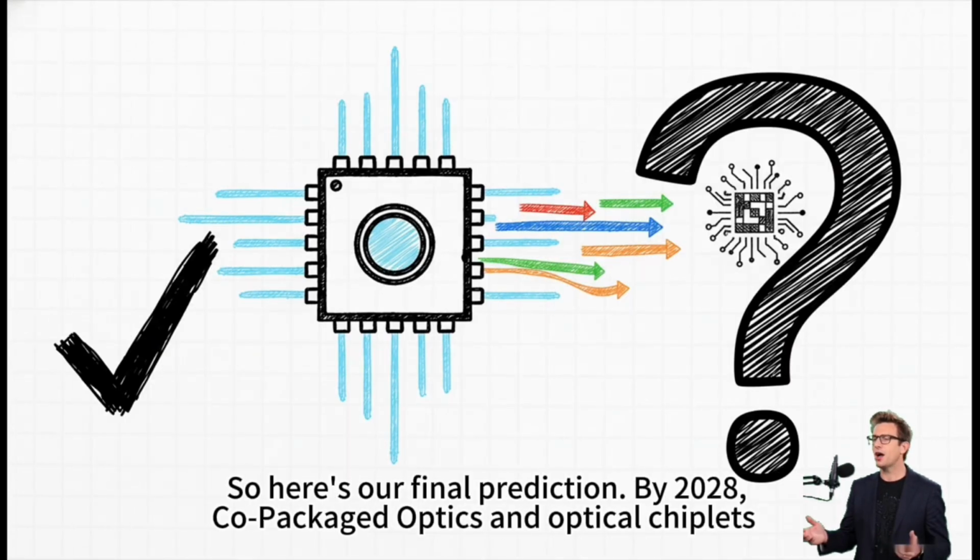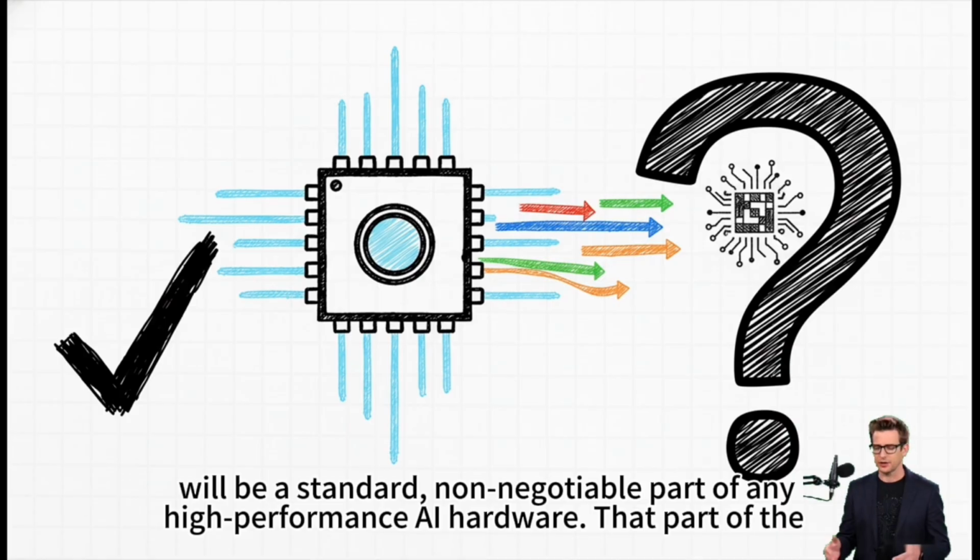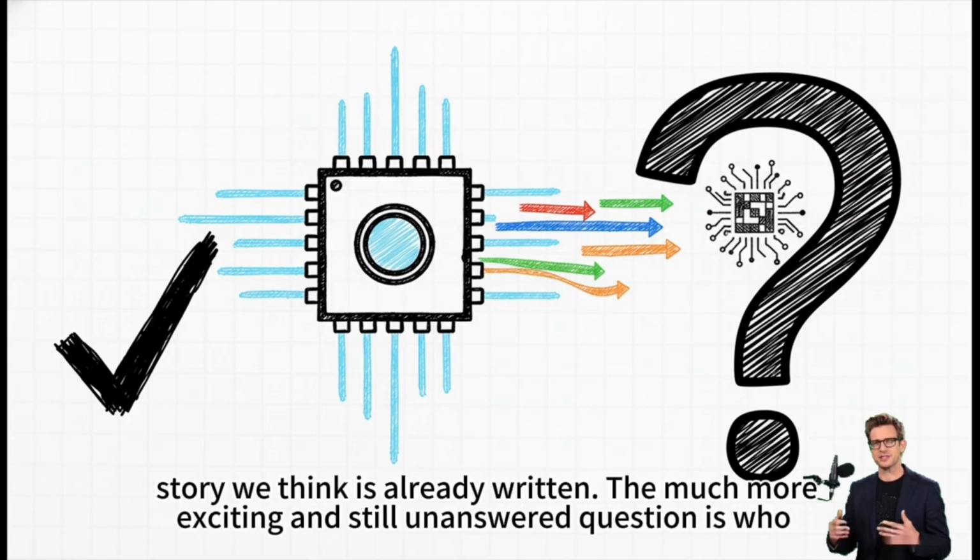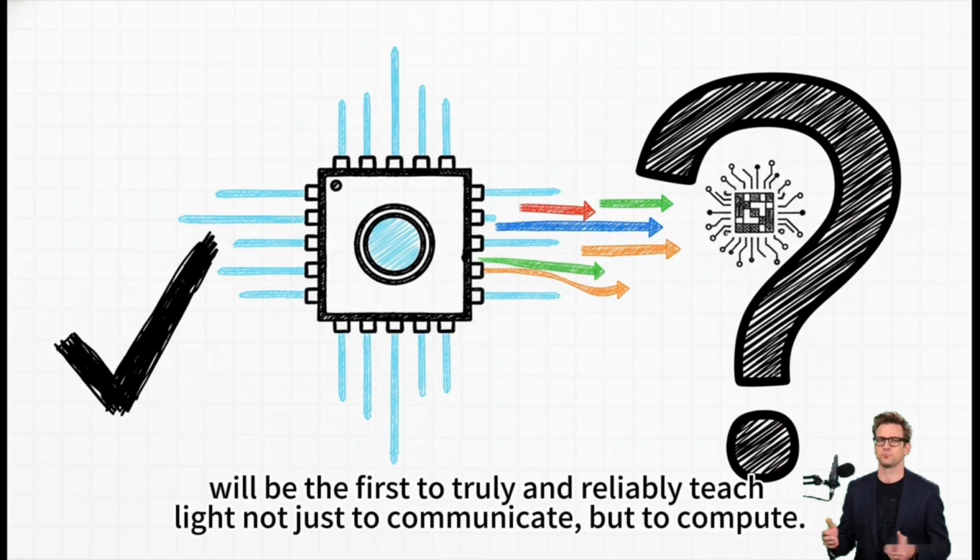So here's our final prediction. By 2028, co-packaged optics and optical chiplets will be a standard, non-negotiable part of any high-performance AI hardware. That part of the story we think is already written. The much more exciting and still unanswered question is who will be the first to truly and reliably teach light not just to communicate, but to compute.